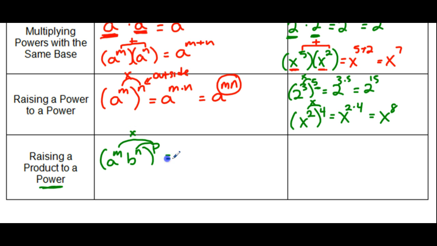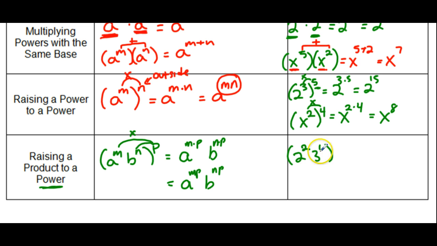Alright? So it's going to look like this. So a to the m times p, b to the n times p. So that's going to be a to the mp, b to the np. I know it's kind of weird right now, but with numbers it gets a little easier to understand. Alright, so let's use numbers as our basis. So we have 2 raised, let's say, to the 2nd times 3 raised to the 1.